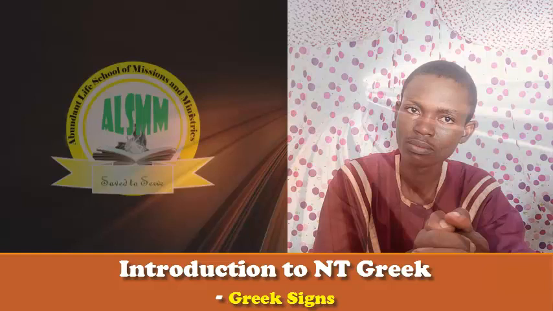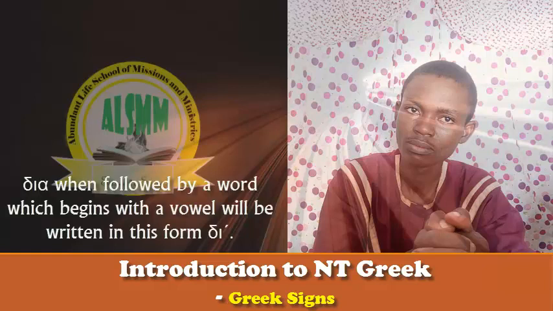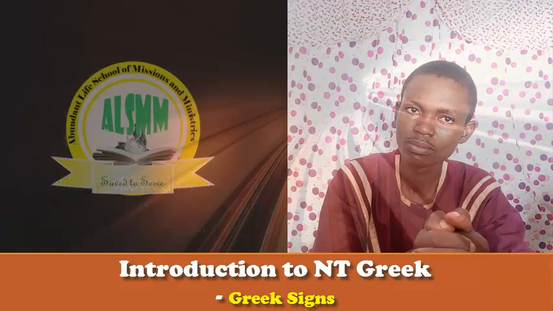Next on Greek signs is elision. This sign is the same as the smooth breathing, but it is used to show that a vowel letter at the end of a word has been dropped as a result of the vowel letter or diphthong before the next word. For example, the word dia, when followed by a word which begins with a vowel, will be written in this form, only with delta and iota. You can therefore see that alpha is missing here. The sign elision therefore indicates that alpha dropped just because of the initial letter of the next word, which happens to be a vowel letter.